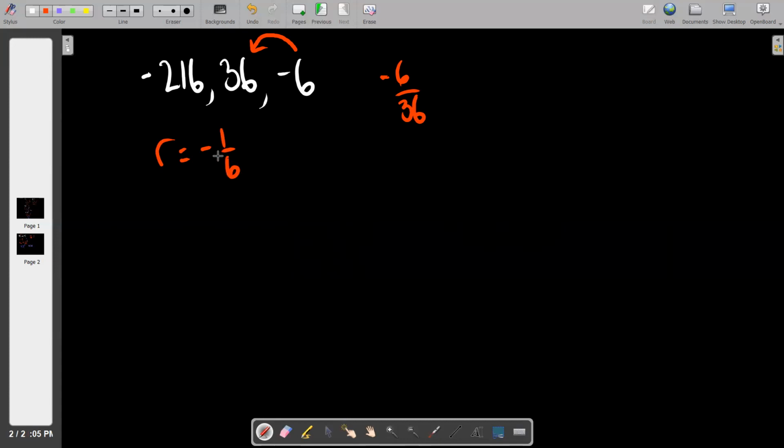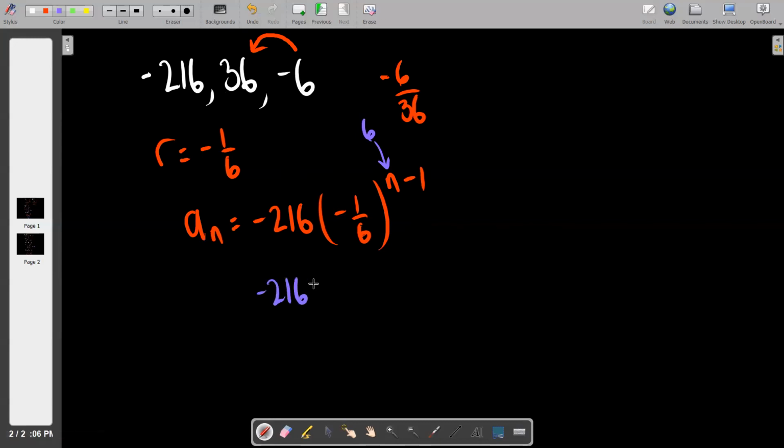-1/6. So my explicit formula is going to be A sub n equals the first term, -216, times the common ratio, which is -1/6. Then I'm going to raise it to the power, you guessed it, of n minus 1. And then since this problem asks us to find the 6th term, we are going to put 6 right here in place of n, and we're going to type into our calculator -216 times -1/6, all to the power of 5, because 6 minus 1 is 5, and that one should come out to 0.028.